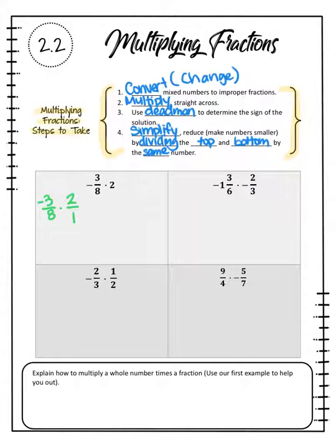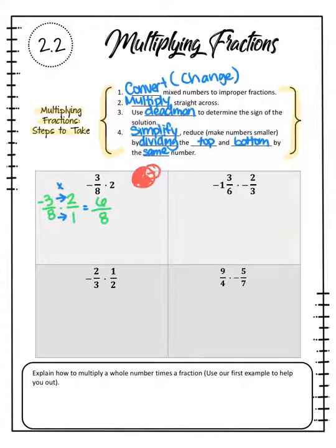Step number 2, we're going to multiply straight across. So we're just going to go from left to right, and we are multiplying. 3 times 2 is going to give us 6 over 8 times 1 does give us 8. All right, step number 3, we're going to be using our dead man to figure out the sign. We are almost done. So easy. Negative 3/8 is obviously negative, so I'm going to cross out a negative, and 2 is a positive, so I'm going to cross out a positive, which leaves me with a negative answer.